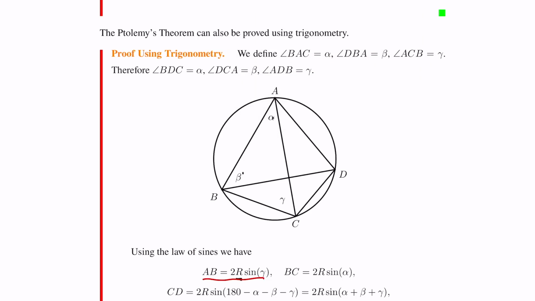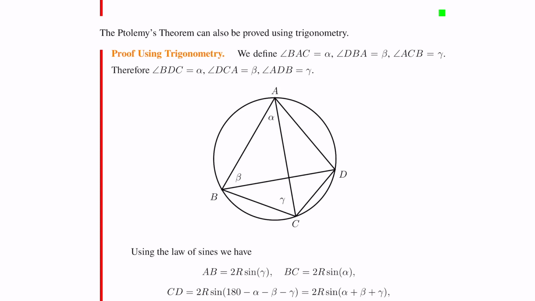So the first one is AB is 2R times sine gamma. So this is sine gamma. For this triangle, we use the law of sines. We can use that triangle as well. The law of sines says that each side is 2R times the sine of the opposite angle. So we have that. Similarly, BC is 2R sine alpha, which is okay. We can do that.